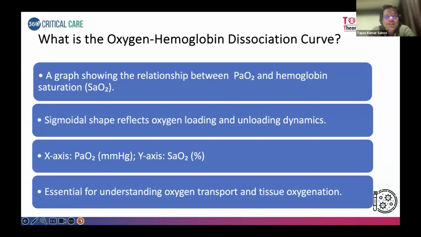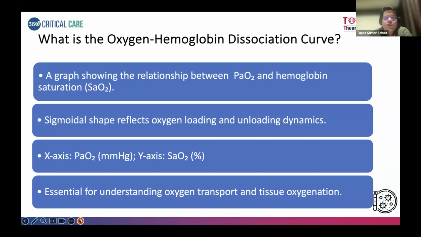Now, what is the oxygen hemoglobin dissociation curve? If that is asked in your exam next month on 17th of January, what are you going to write? It's a graph showing the relationship between PaO2 and hemoglobin saturation, which is SaO2. So it is a relationship curve or graph between PaO2 and SaO2. As simple as that. It's of sigmoidal shape. I will be discussing in detail why it is sigmoidal. That reflects oxygen loading and unloading dynamics.